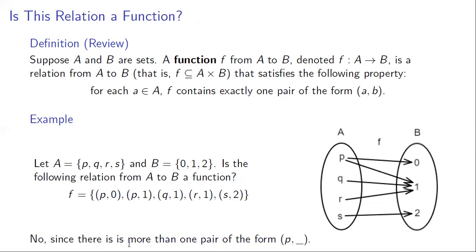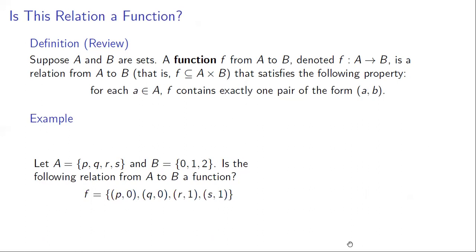Here, the reason it's not a function is that there is more than one pair of the form P comma blah, meaning we have P comma 0 and P comma 1. Or as you can see in this diagram, P has two arrows coming out of it. But the property of functions tells us that for each element of A, F must contain exactly one, not more than one, not at least one, exactly one pair of the form A comma B. But here there's more than one pair of the form P comma something, so there's P comma 0 and P comma 1. So therefore this F, even though it is a relation from A to B, is not a function.